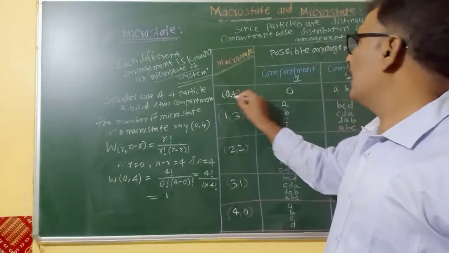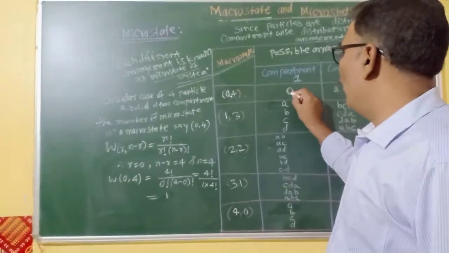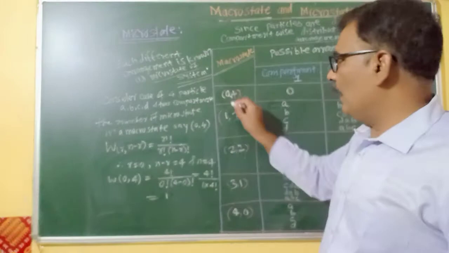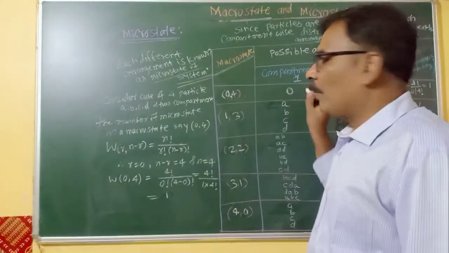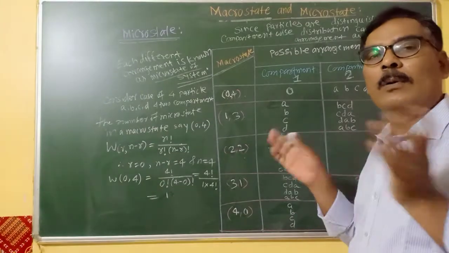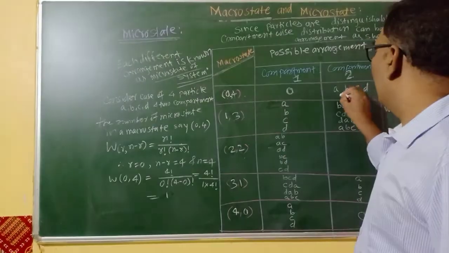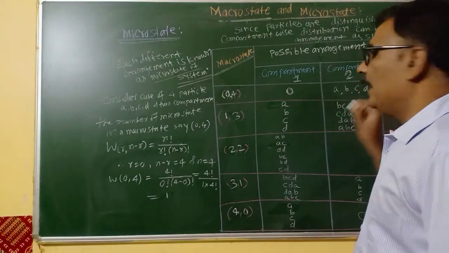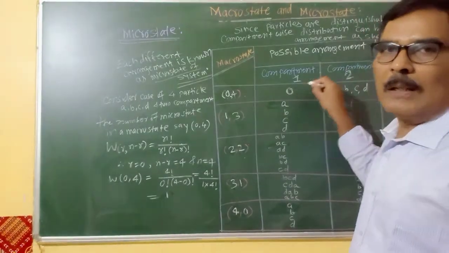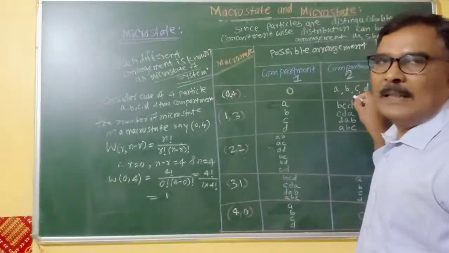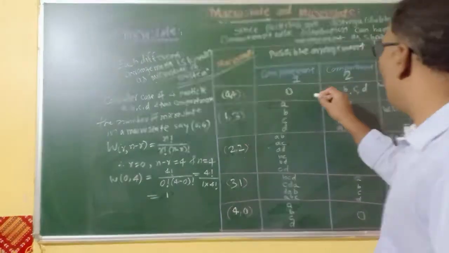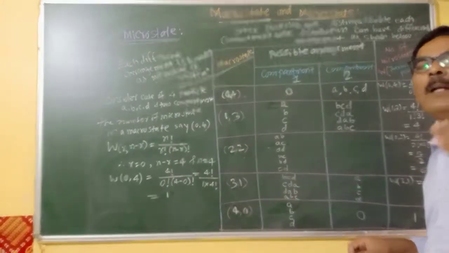First we consider compartment number 1. How many particles are there? 0 particles are there. In compartment number 2, how many particles? All 4 particles, that is A, B, C and D. How many particles in compartment number 2? 4 particles. All the particles fall in compartment number 2.